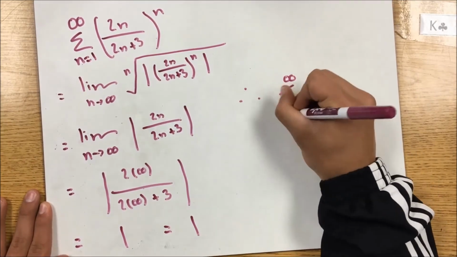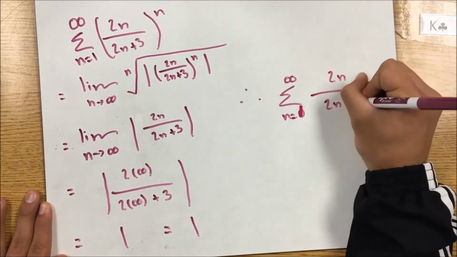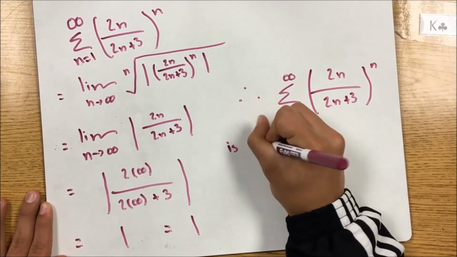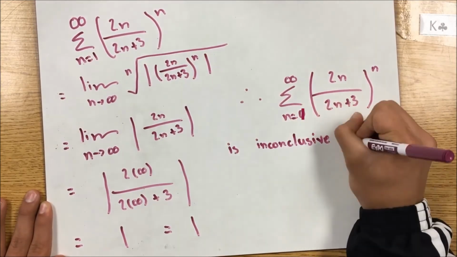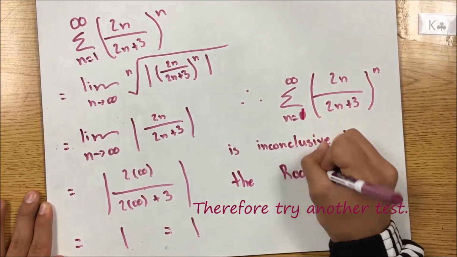Therefore, the series from n equals 1 to infinity of (2n over 2n plus 3) to the nth power is inconclusive by the root test. Therefore, try another test.